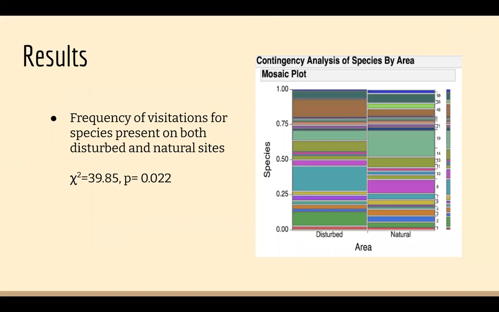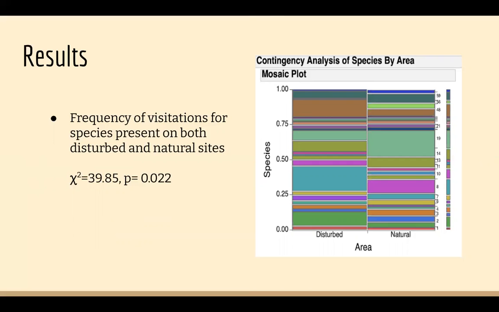From the chi-square, I found that the chi value was 39.85 and the p-value equaled 0.022, which indicated that this was significant. The mosaic plot here on the right demonstrates the different species types by color and frequencies by the size of each color on the colored block.